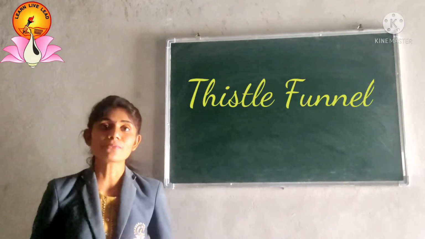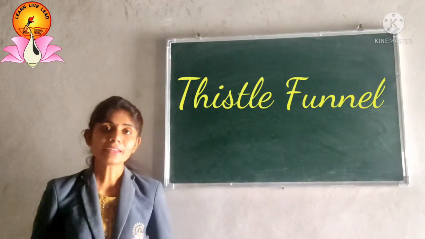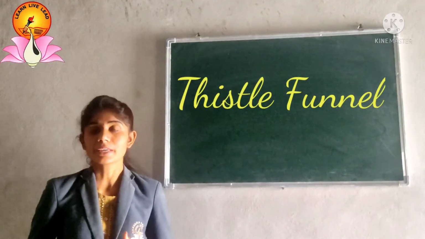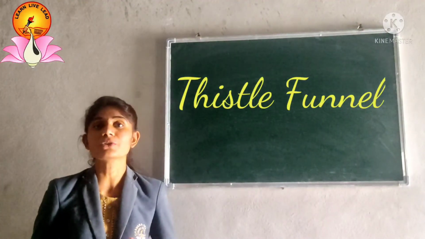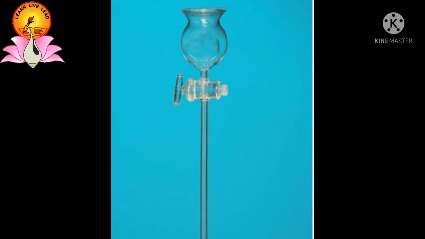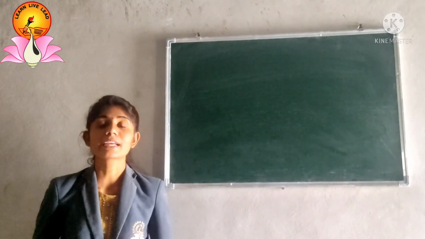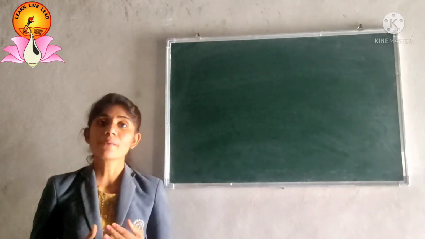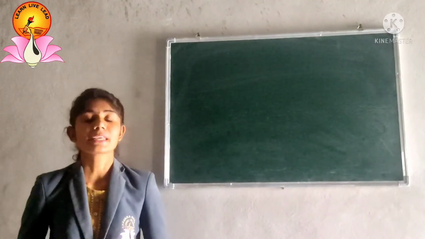Next, thistle funnel. It is a bulb-shaped reservoir with a stem and with a stopper. It is used to transfer the liquid from one container to another or one vessel to another vessel in a controlled manner. So in this way we discussed most of the apparatus which are used in the laboratory while performing the experiment. And every good chemical laboratory must have all the sets of apparatus and equipment.